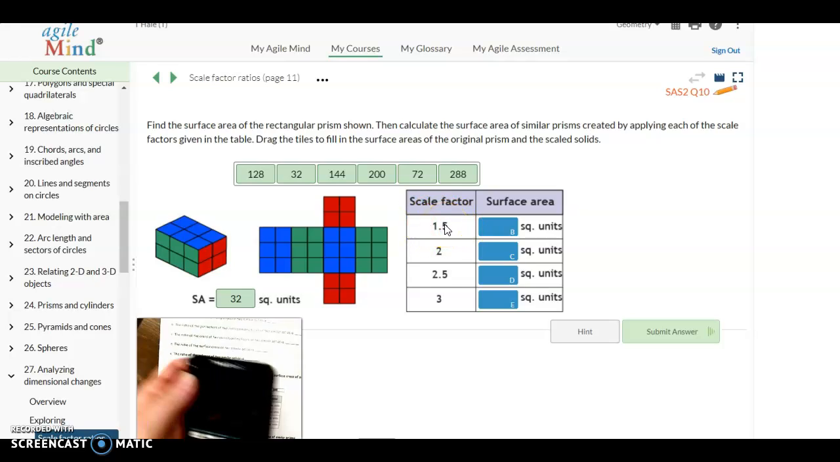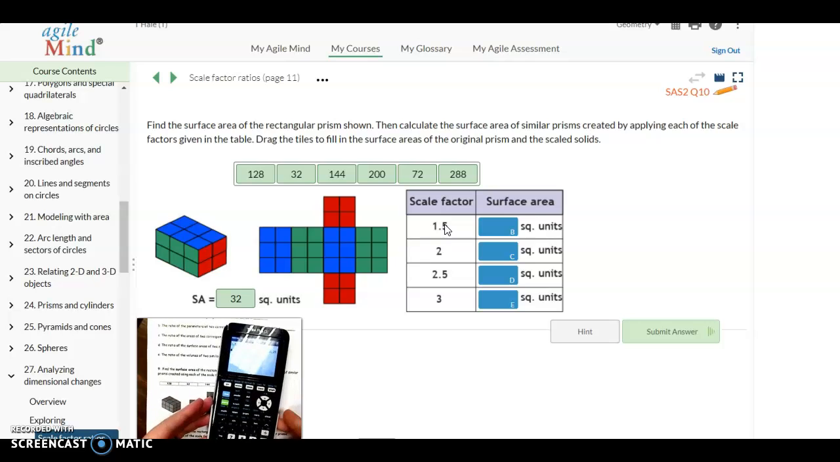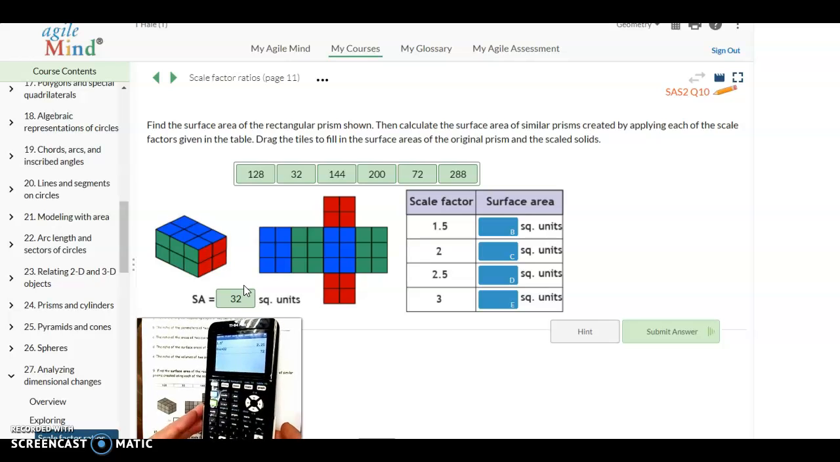So you're going to have to take 1.5 and square it. And so 1.5 squared is 2.25. That's what we have to multiply by our surface area. So 2.25 times 32 gives me 72. That would be my new surface area.